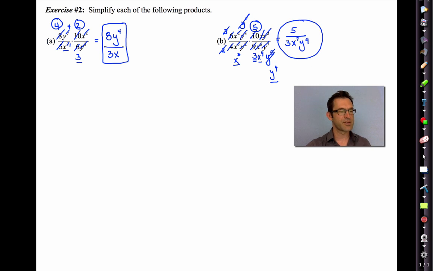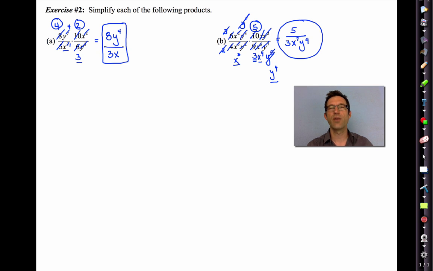And there's my final answer. Let me just make sure that's right. Yep, absolutely. So we can cancel within fractions and we can cross-cancel as long as we've got products. Wait until we have sums and differences. Then it gets a lot more difficult.